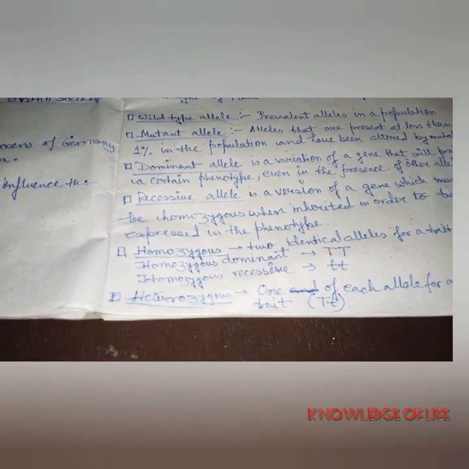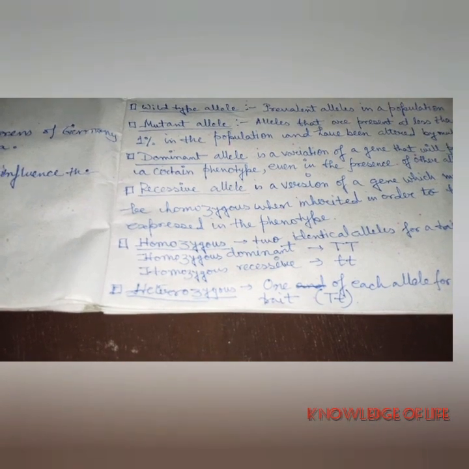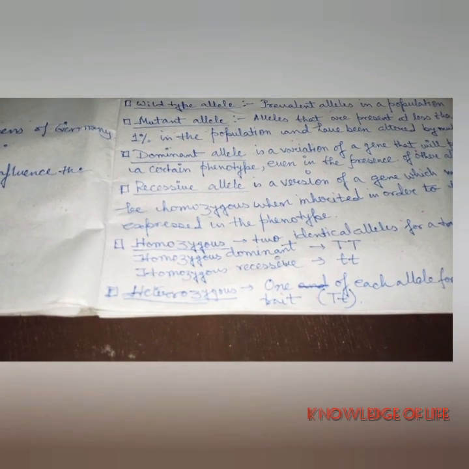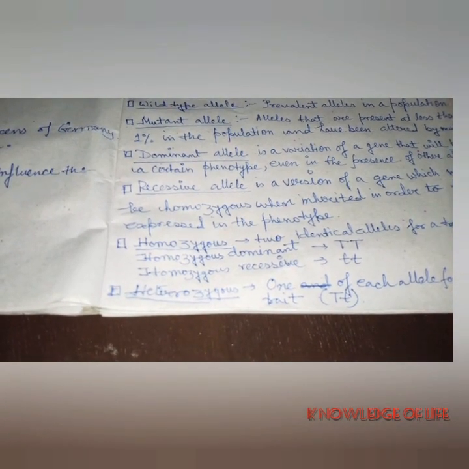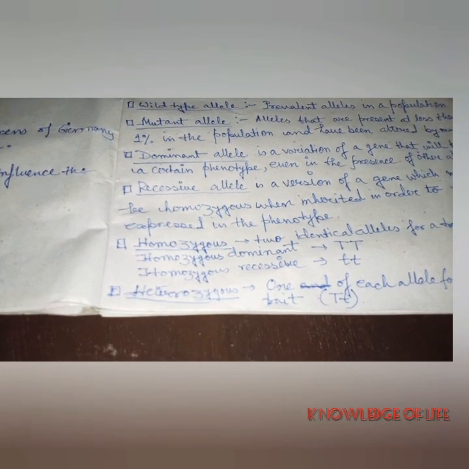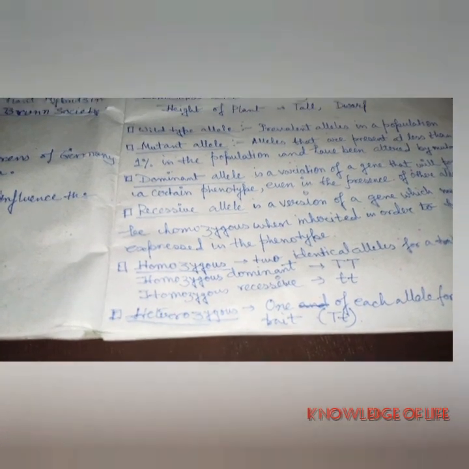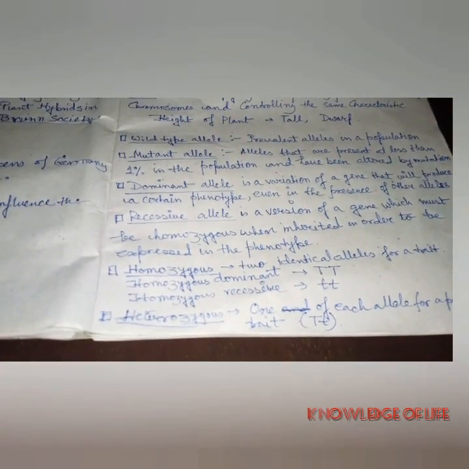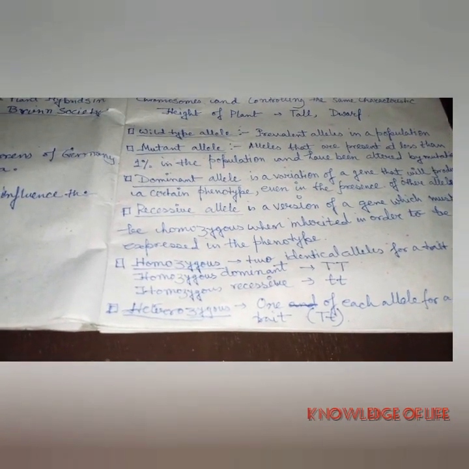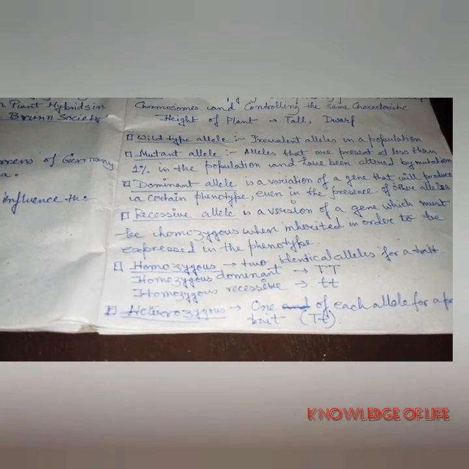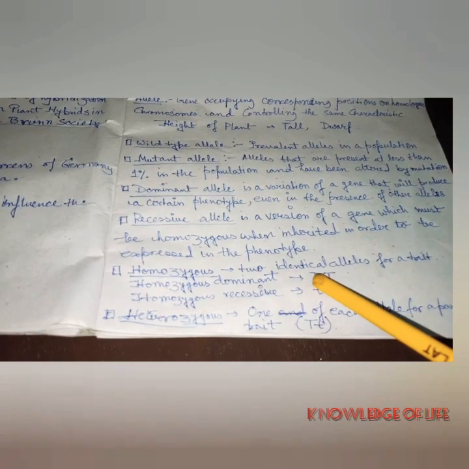Now, what about homozygous and heterozygous? Each parent diploid has two alleles for a trait that may be homozygous or heterozygous. Homozygous indicates possessing two identical alleles for a trait. A homozygous dominant genotype possesses two dominant alleles for a trait, which is capital T, capital T. And a homozygous recessive genotype possesses two recessive alleles for a trait, which is small t, small t.